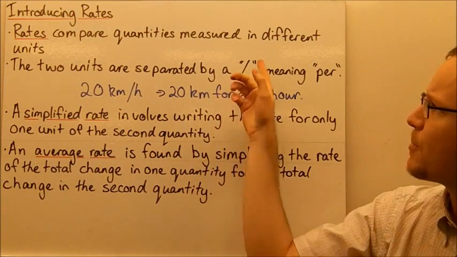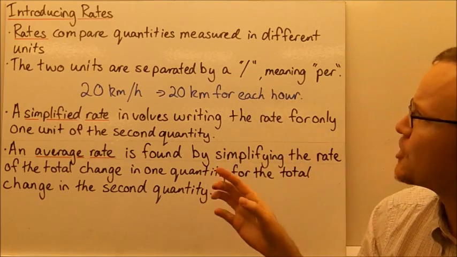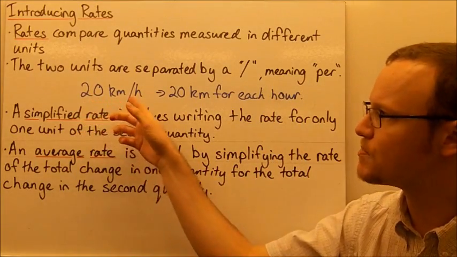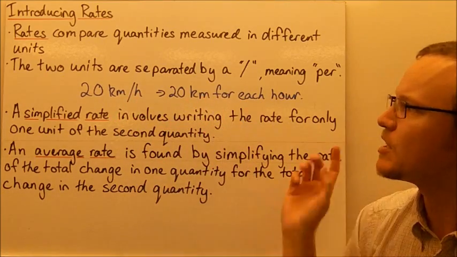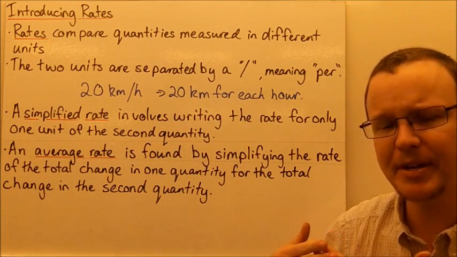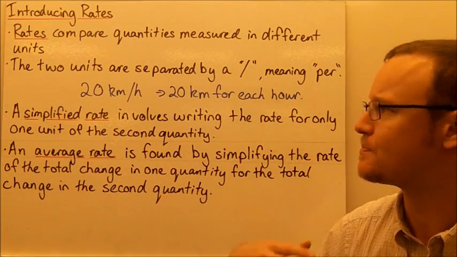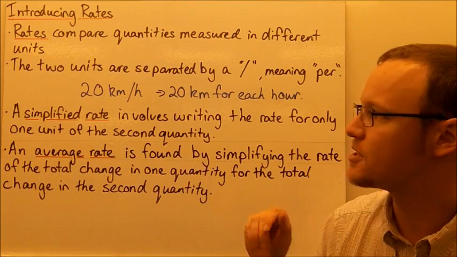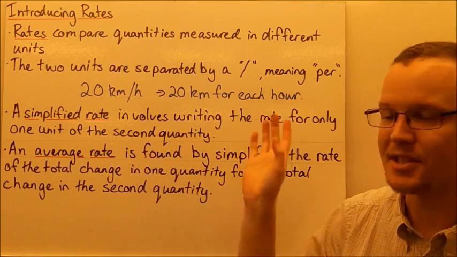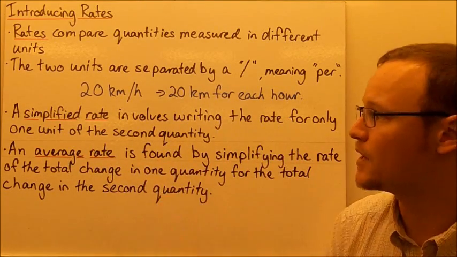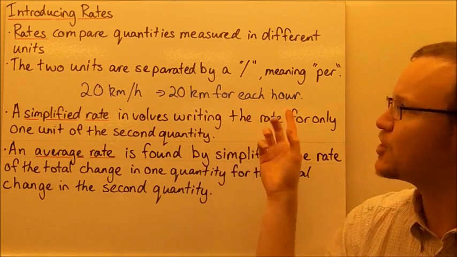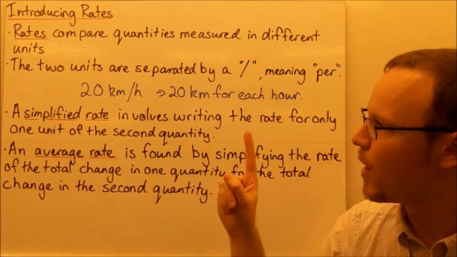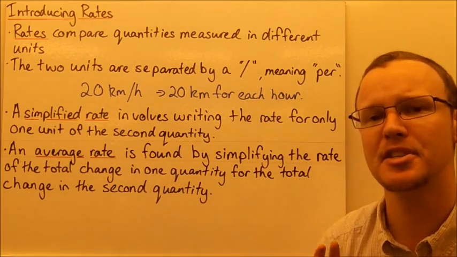Two units are always separated by this slash, and that means per. So here 20 kilometres per hour means 20 kilometres for each hour. For every hour that you travel, you'll move 20 kilometres. This is expressed as a simplified rate because it involves writing the rate for only one unit of the second quantity. So it is for every 1 hour, not for 2 hours, not for 3 or 4. So this rate here is a simplified rate.